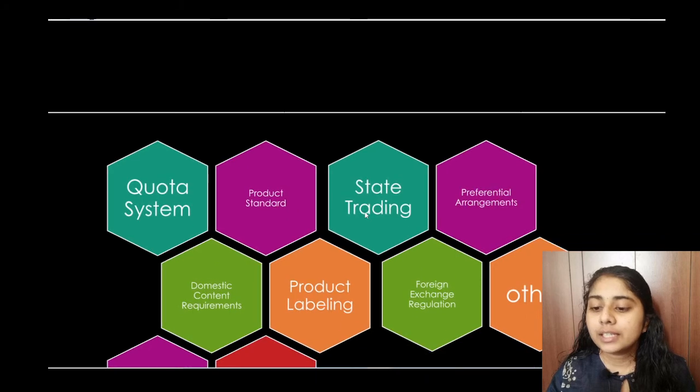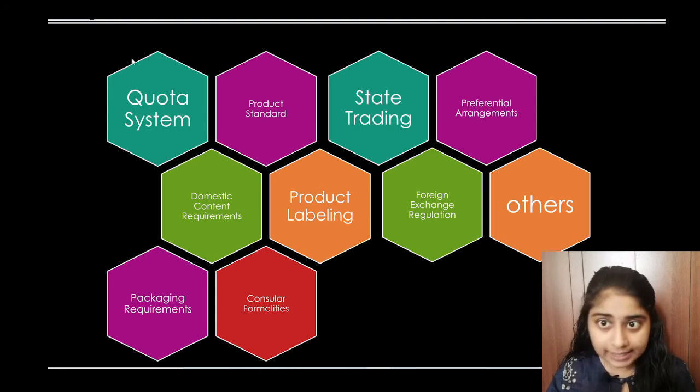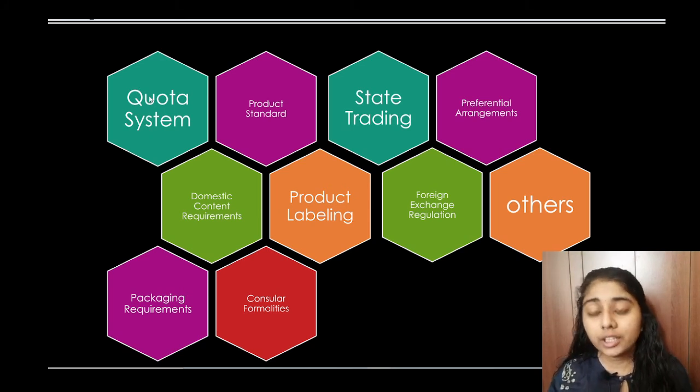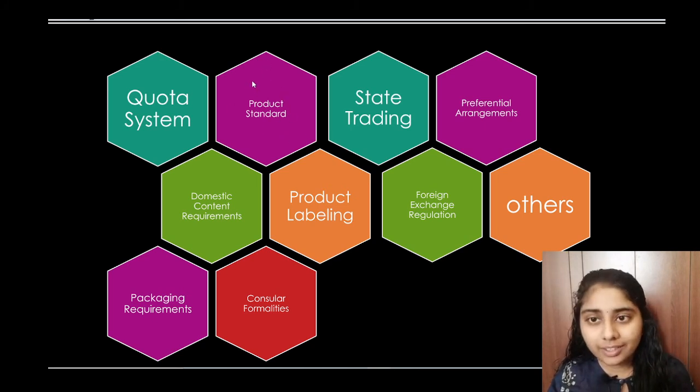These are some of the major types of non-tariff barriers. First one is the quota system. The quota system imposes a restriction on the quantity of goods that can be imported or exported. In case of product standard, we keep a certain standard limitation on the product. If a country is meeting those standards, then only they can import to or export to our country. So that is the product standard.